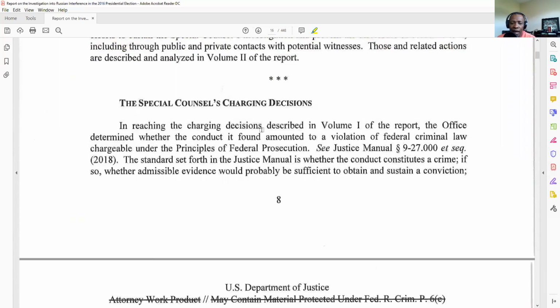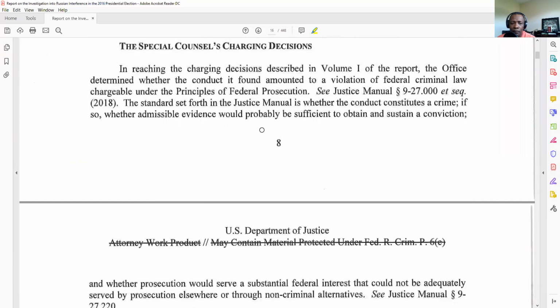Heading: the special counsel's charging decisions. In reaching the charging decisions described in Volume 1 of the report, the office determined whether the conduct it found amounted to a violation of federal criminal law chargeable under the principles of federal prosecution. See Justice Manual Section 9-27.000 (2018). The standard set forth in the Justice Manual is whether the conduct constitutes a crime.